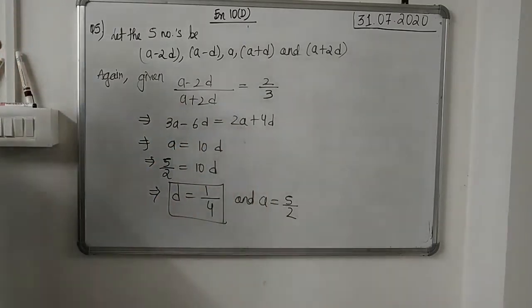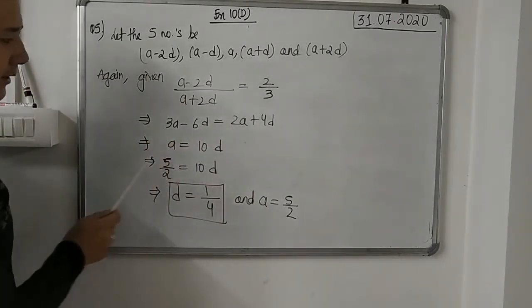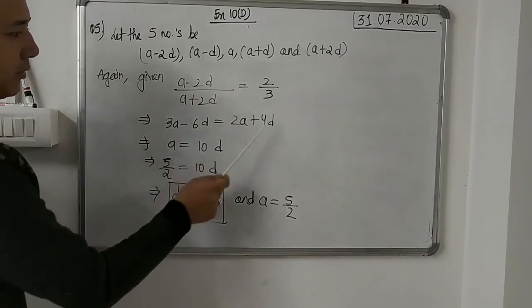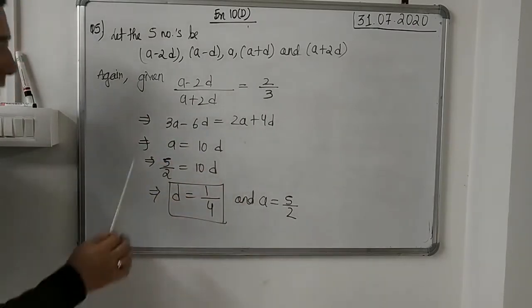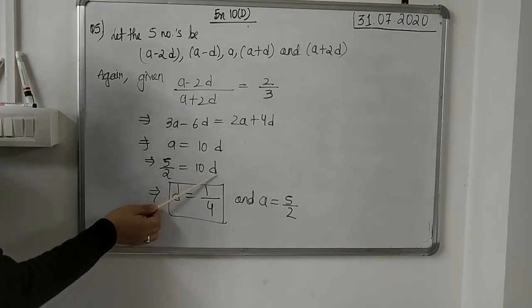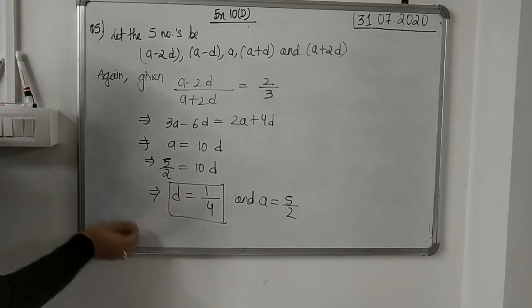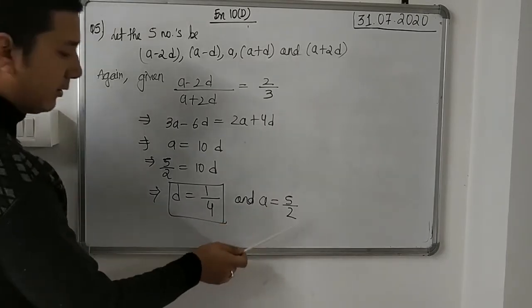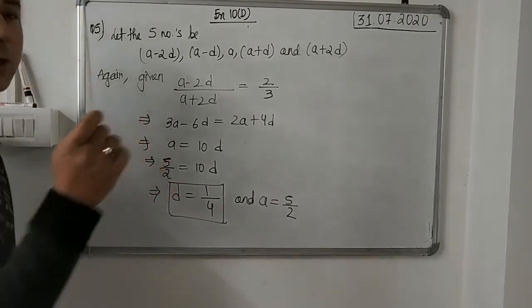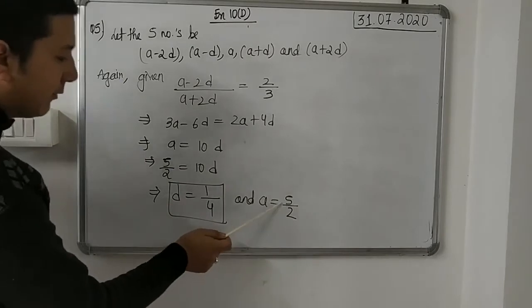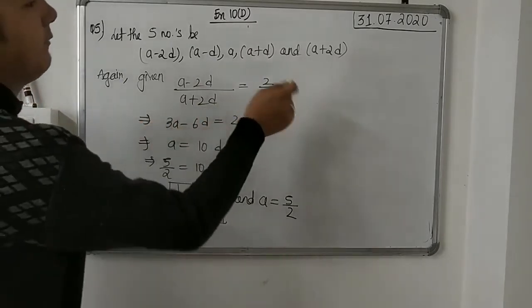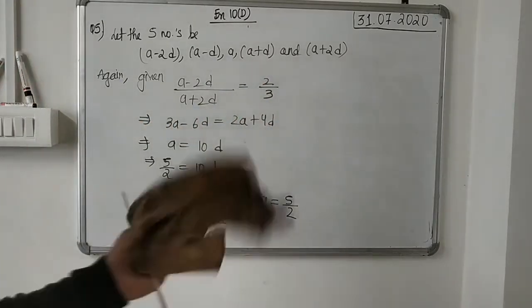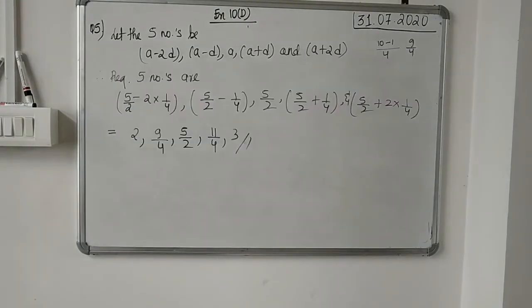On doing that, cross multiply it, you'll be getting 3a minus 6d is equal to 2a plus 4d. So simplify and find the value for d from here. Also you can put the value for a. So it becomes 1 by 4. So hence I am getting a equals 5 by 2, d equals 1 by 4. Now what I will do is, I'll put the value for a and d out here and I'll be getting 5 different numbers. Okay, pause the video and note it down.